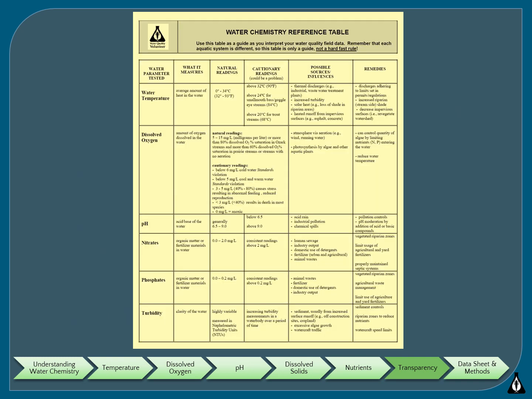Here's a water chemistry reference table that goes over all the parameters that we've just talked about. It gives you what it is, some natural readings that you'll see, some readings that might be cautionary or problematic, some possible sources or influences of that parameter, and maybe what you can or can't do about it. So this is a really good resource that you can find on our website and print off and take with you whenever you go out and monitor.